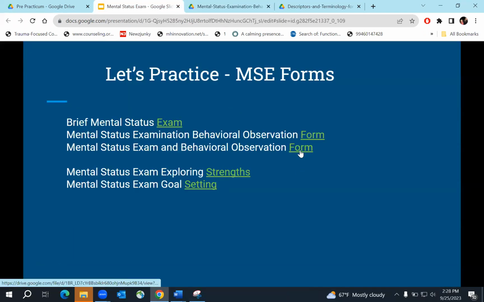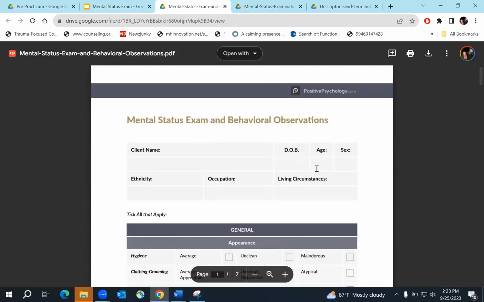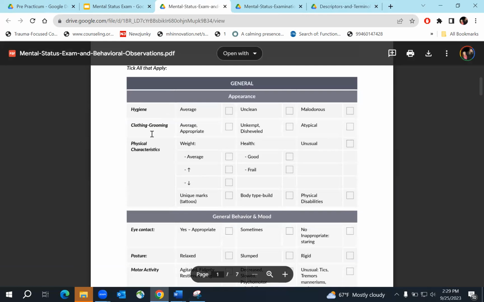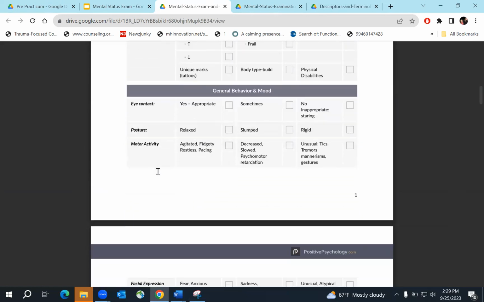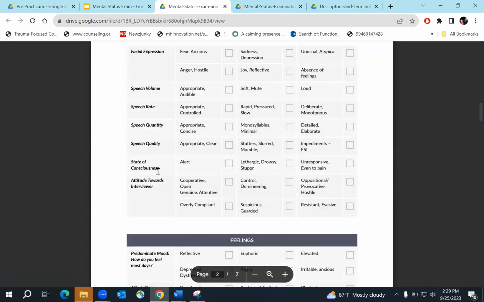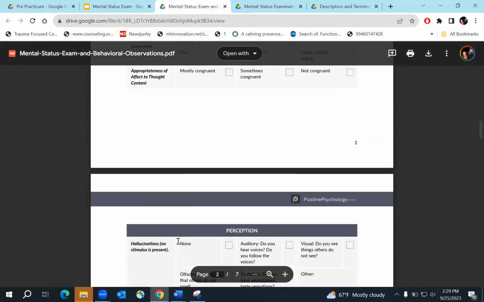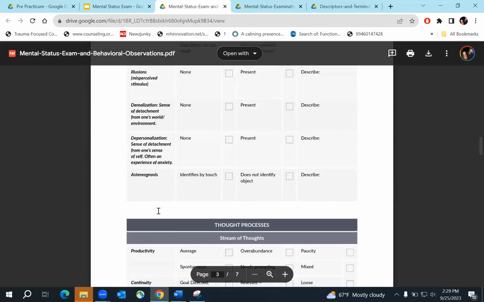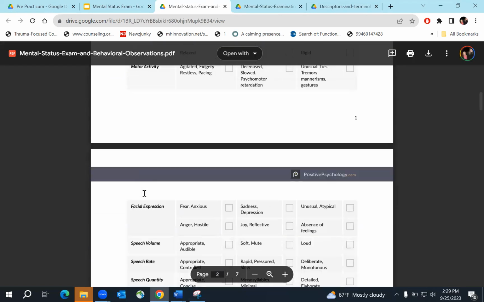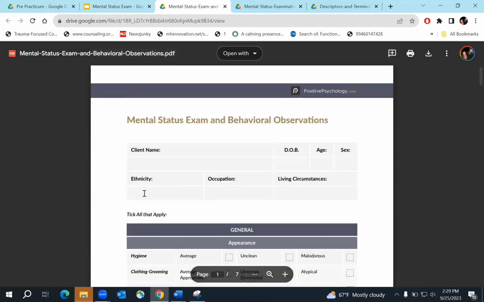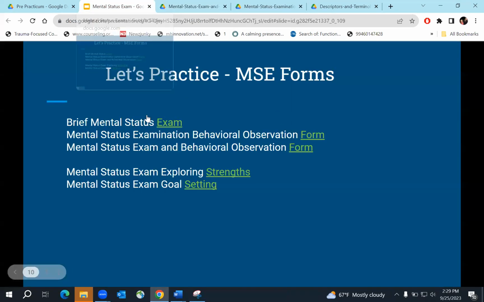And then this one is the mental status exam and behavioral observation form. So again, it goes even deeper. Client's name, date of birth, age, sex, ethnicity, occupation, living circumstance. It takes all of those big categories and breaks them into subcategories. So their hygiene, their clothing, their physical characteristics, their general behavior and mood, all of their feelings, their perceptions, their thought processes, and so on. So you're going to practice with all 3 of these and then decide which one gives you the most information and which one you like the best.